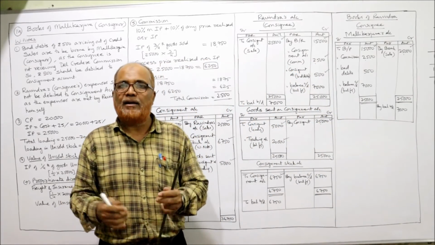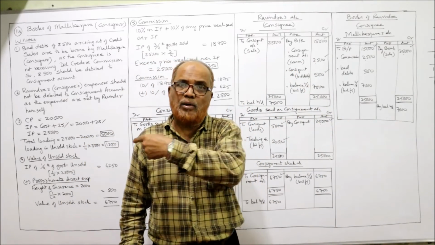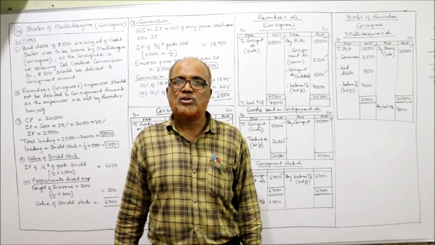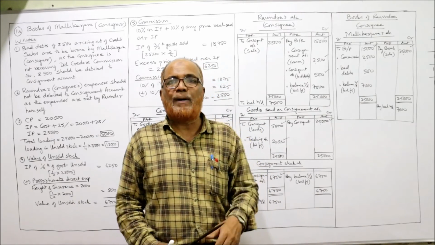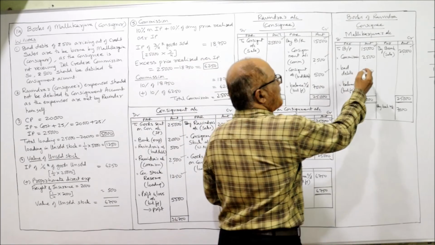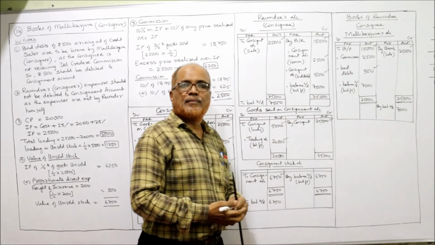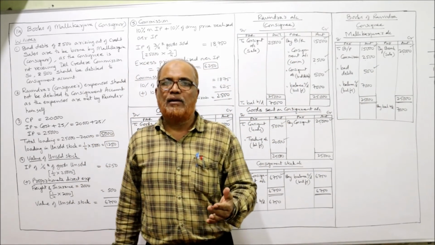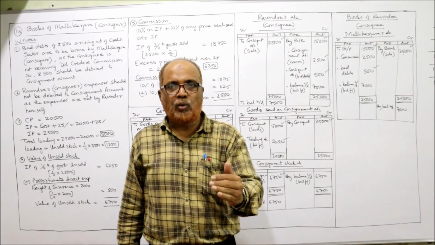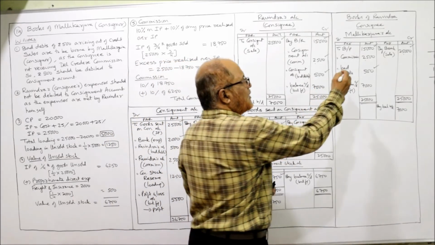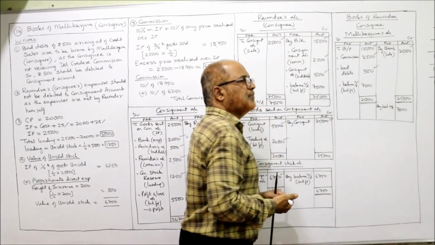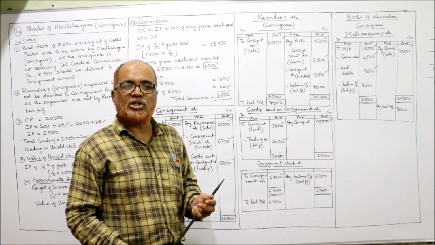Next one is bad debts. Bad debts will be borne by Mallikarjuna. So entry will be Mallikarjuna account debit to bad debts. So to bad debts 500. Now commission. 2,500 commission receivable. So Mallikarjuna account debit to commission account. So debit side to commission. Over. Finished. We have posted all the entries.